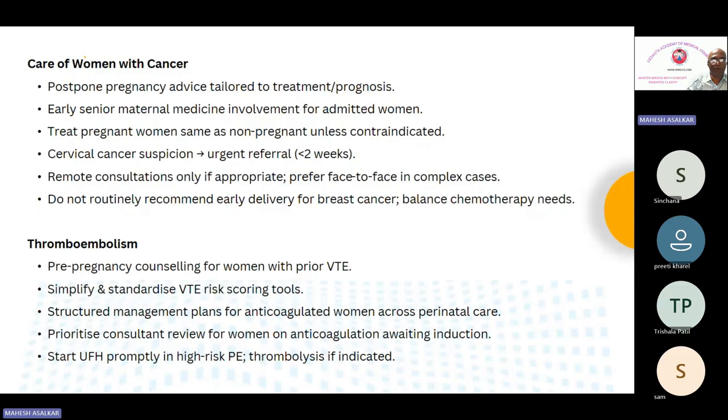Okay. Then what about thromboembolism? Pre-pregnancy counseling for women with a previous history of VTE, simplify and standardize VTE risk scoring tools, structure management plans for anticoagulated women across perinatal care, prioritize consultant review for women on anticoagulation awaiting induction, and start unfractionated heparin promptly in high-risk pulmonary embolism, and thrombolysis if indicated. Okay. So for these topics, mental health, cancer in women, thromboembolism, there may not be questions from the members, but otherwise there will be a lot of questions from the respective guidelines.